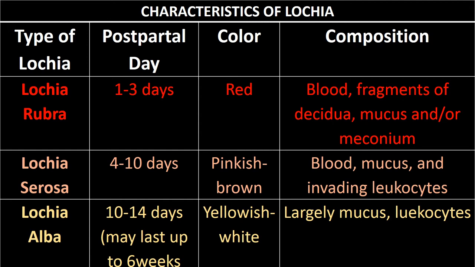The third type of lochia is what we call lochia alba, and it occurs on the 10th day up to the 14th day of postpartum, but some patients also experience this up to the 6th week of postpartum period. It is usually yellowish-white in color and is largely made up of mucus and leukocytes.